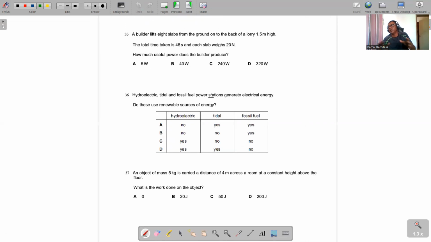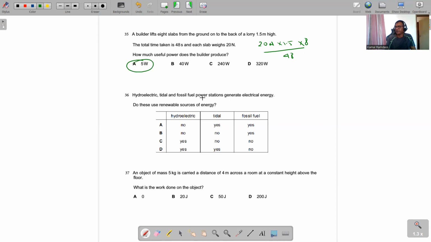A builder lifts 8 slabs from the ground onto the back of a lorry 1.5 meters high, in 48 seconds. Here slab weight means we get potential energy, 20 newtons times 1.5, OK? But in total it makes 8, and I divide by 48 to get the power. 20 multiplied by 1.5 multiplied by 8 and divided by 48, I get 5 watts.